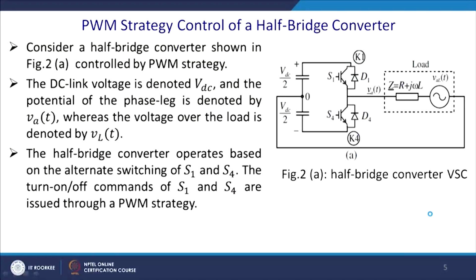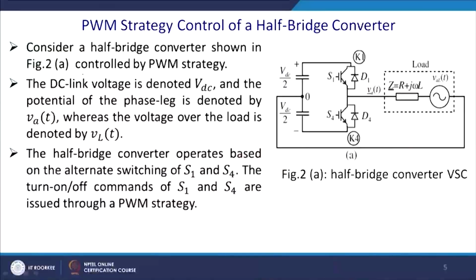Now, consider a half bridge topology where voltage will be reduced here. Consider a half bridge converter shown in the figure controlled by PWM strategy. The DC link voltage is denoted by VDC and the potential of the phase leg is denoted by VAT, whereas the load voltage is denoted by VL.